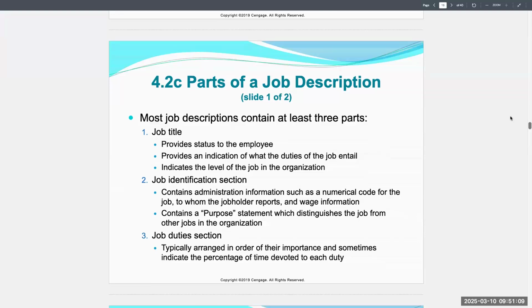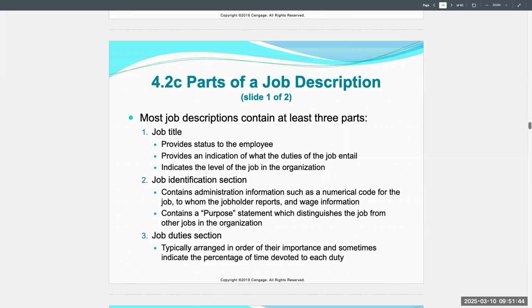A well-crafted job description serves as a foundation for recruitment, training, and performance evaluation. And it typically has three components. You have job title, job identification, and job duty section. So job title provides clear status and hierarchy level within the organization, so where they fall in that, whether a chief officer or a manager or a cook or grill worker or whatever the case is, and you have the different foremen all the way up, okay?